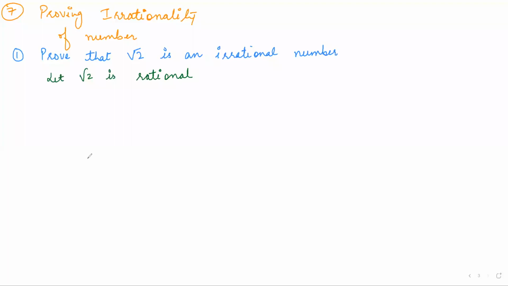Now any number which is rational can be expressed in the form of P by Q. Understood? Yes, ma'am. Abdullah, no, I cannot hear you.